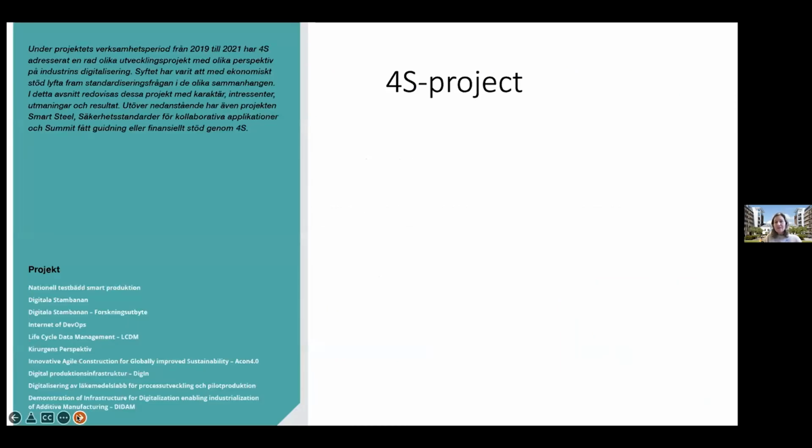And in the booklet, we highlight a few of these national ongoing projects, and we also highlight in what way they have been taking part in ongoing international standardization work. And you see some of the projects listed here on the left on the screen. So National Testbed for Smart Production, Digitala Stambanan, I don't know how to say that in English, sorry, Internet of DevOps, Lifecycle Data Management, which is now also a networking organization, etc., etc. So those projects that got some support from 4S are also mentioned here in this booklet, each of them by one page.